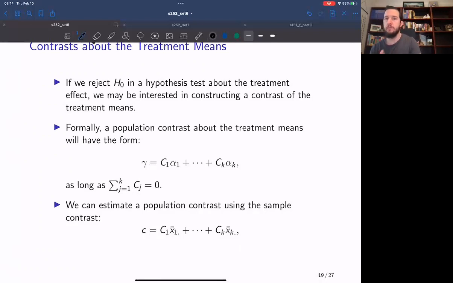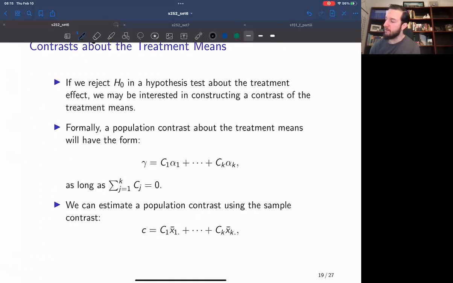The multiple comparison about the treatment means starts from the definition of the contrast, the same way it did after the one-way ANOVA. So here we have an example of a population contrast about the treatment means. This is just the general expression. You'll see that this is the same definition we had when we introduced the contrast in lecture set number 5. So we have gamma is equal to c1 alpha 1 plus ... plus cK alpha K, as long as the sum from j equals 1 to K of cj equals 0. So this is the same definition we had before. We have linear combinations of treatment means, and we're adding and subtracting them. Our only constraint is that the coefficients have to sum to 0. So this is not any different from what we studied with the contrast for the one-way ANOVA.